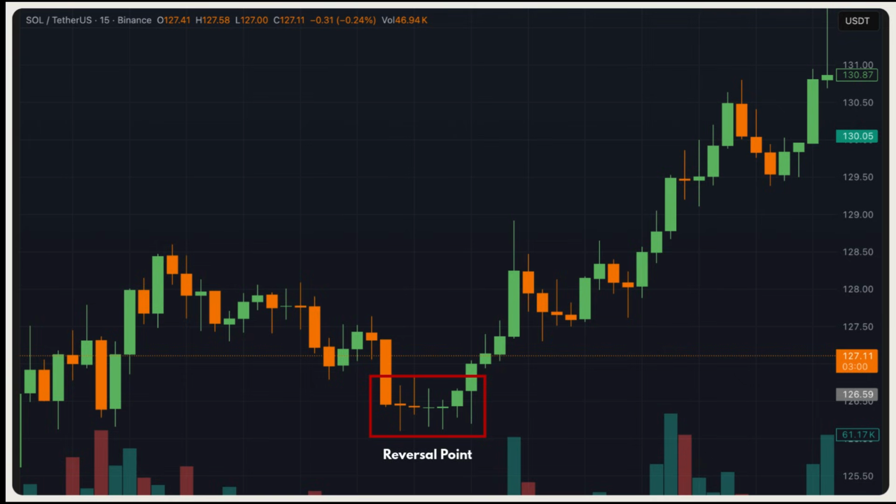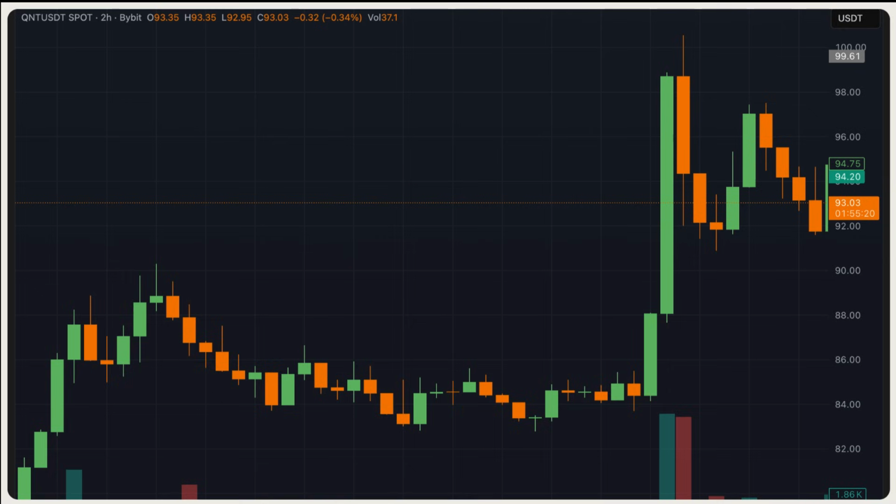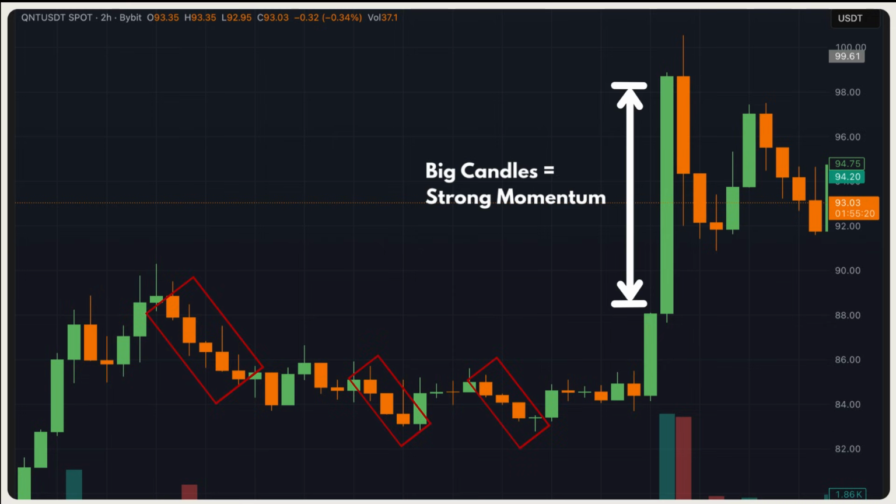So when you are analyzing a chart, don't just look at the colors of the candles, pay attention to their size and context. Big candles confirm momentum, small ones warn you that momentum might be fading.